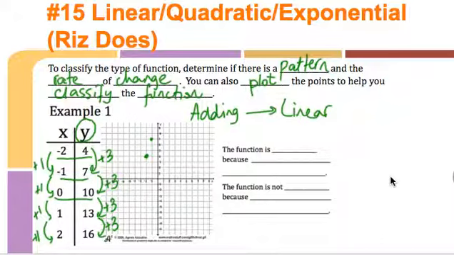0, 10, that's straight up 10. 1, 13, that's to the right 1 and up 13. Now I'm off the graph, but I can draw a line. If I drew that straight, you would recognize it as a linear function. So the function is linear / arithmetic.